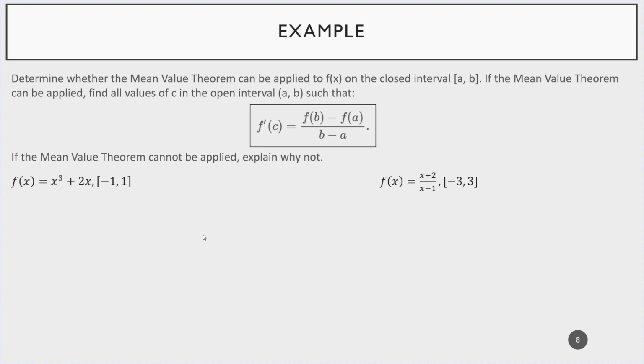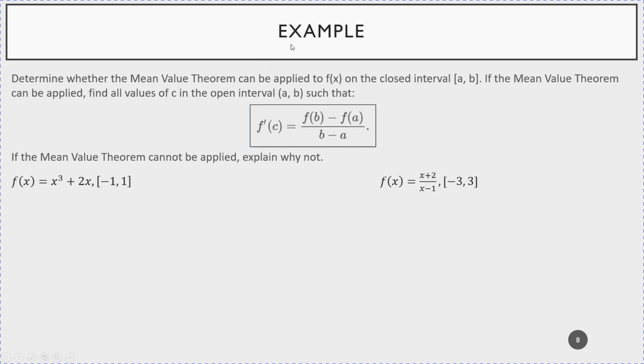So this one here, what it says is: determine whether the mean value theorem can be applied to f of x on this closed interval. And if the mean value theorem can be applied, find all values of c in the open interval a to b such that the mean value theorem holds. And if the mean value theorem cannot be applied, explain why not.